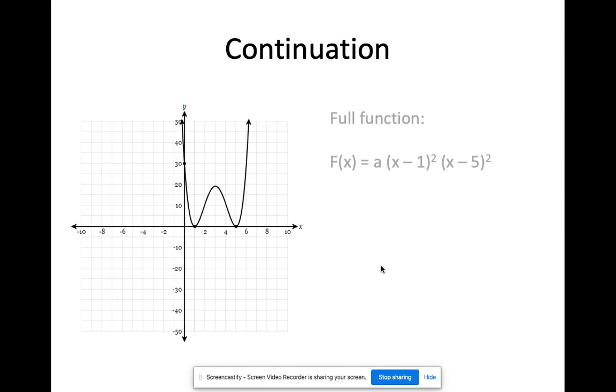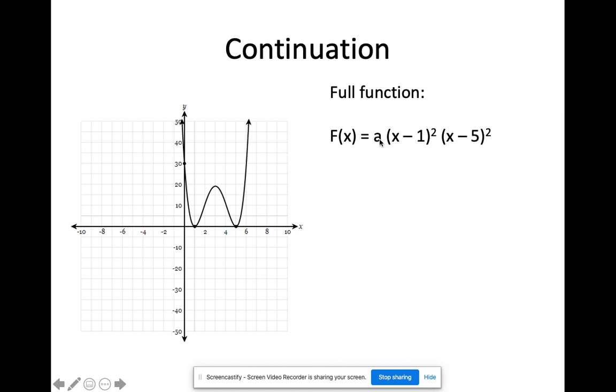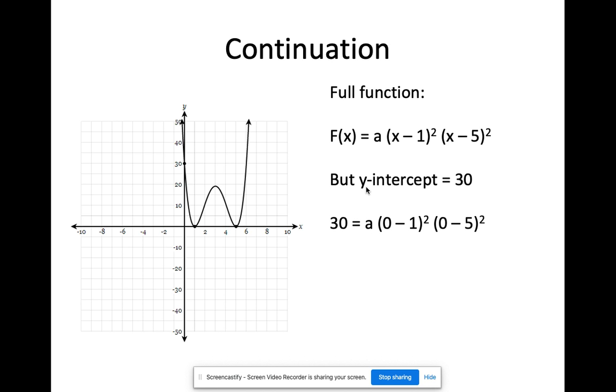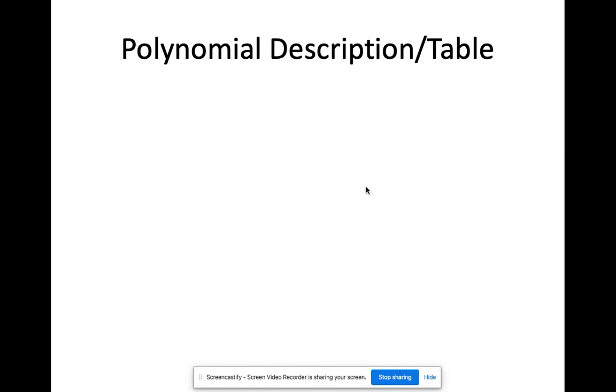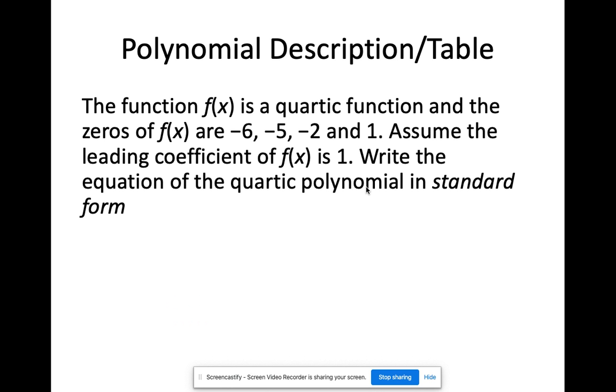So the full function would now be the whole of this times a. But it intersects at 30, right? So in this case, when x is 0, y is 30. If I simplify that, I get a equals 30 over 25, or 6 over 5, which means my full function now is 6 over 5 times x minus 1 squared times x minus 5 squared. Okay? Sometimes polynomials are described not by using the graph, but just by a description or a table.